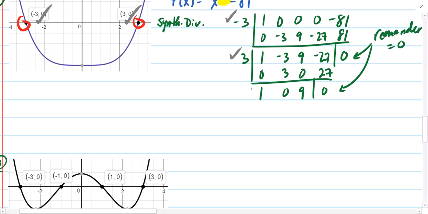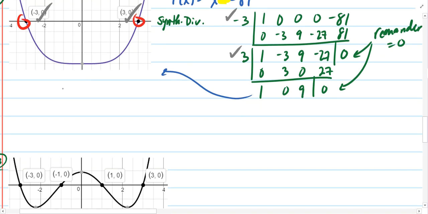Now what I'm going to do from here, since I'm running out of room, is I'm going to jump over to this side. This 1, 0, and 9 represents the equation x squared plus 0x plus 9. Now 0 times x is just 0, so we don't need to show that. We have x squared plus 9. And ultimately, to find our remaining solutions, we've got to answer the question, when does this polynomial equal 0? When does x squared plus 9 equal 0? Well, that's easy to solve using square roots.